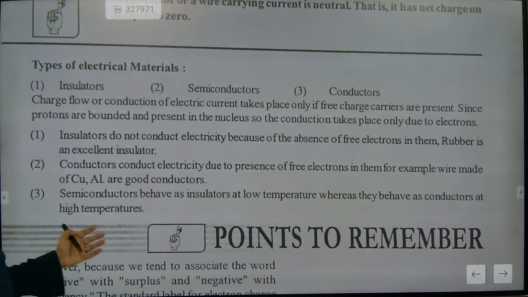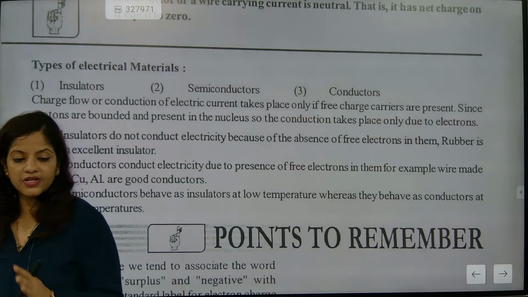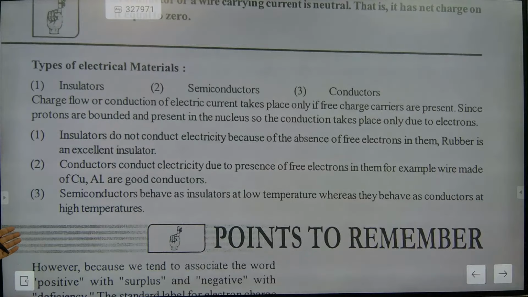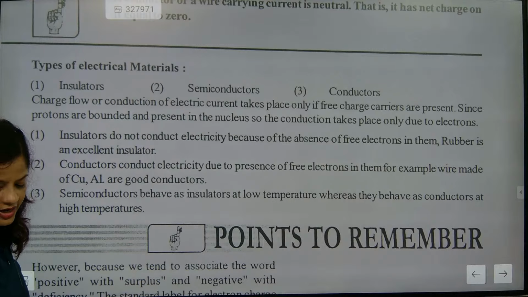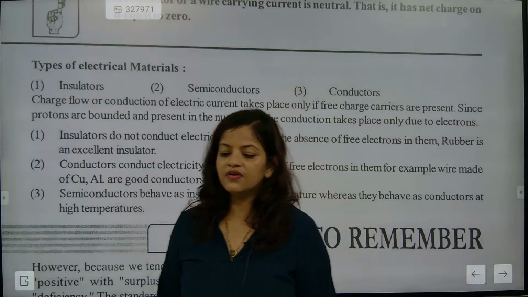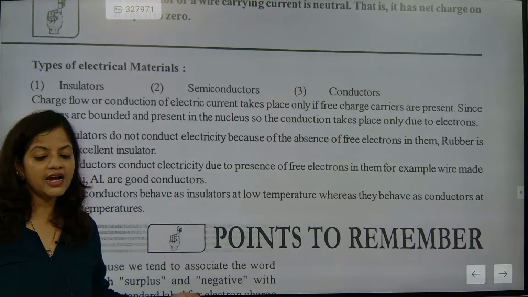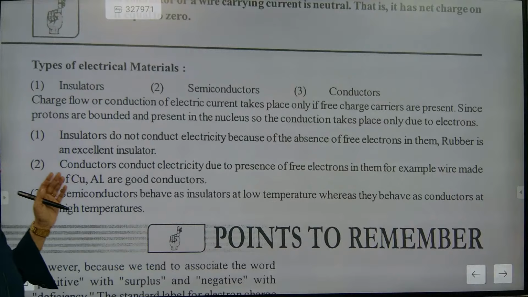It totally depends upon what? It totally depends upon one important factor, and that is temperature. At lower temperature, they behave as an insulator. At higher temperature, how do they behave? They behave as a conductor. So they will conduct electricity at higher temperature. They will not conduct electricity at lower temperature. That's the most important thing.